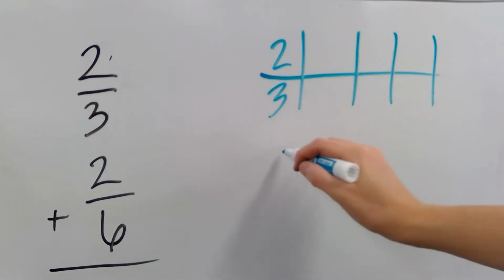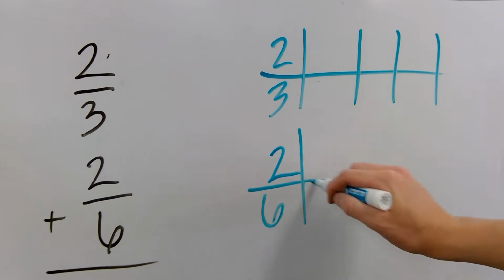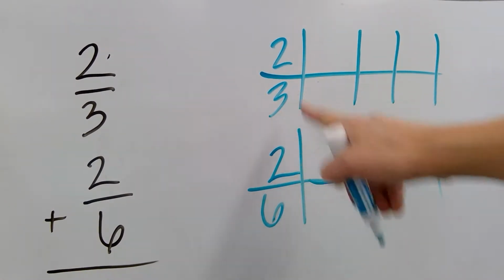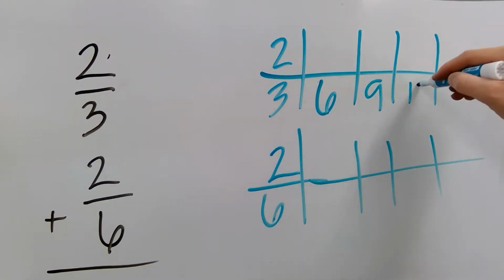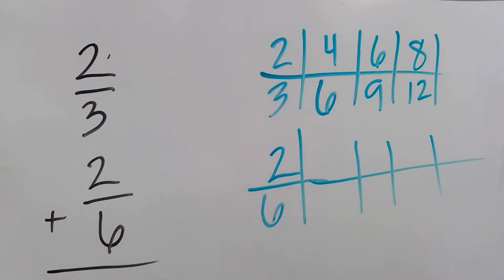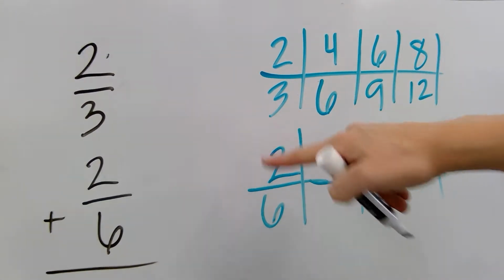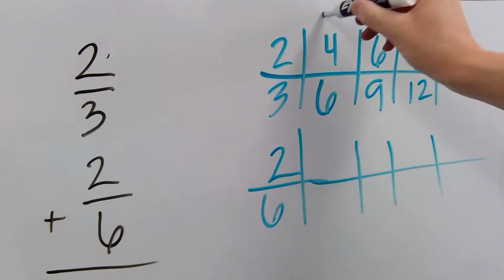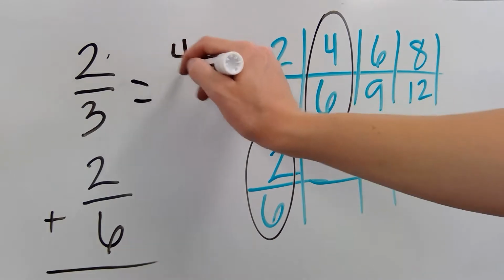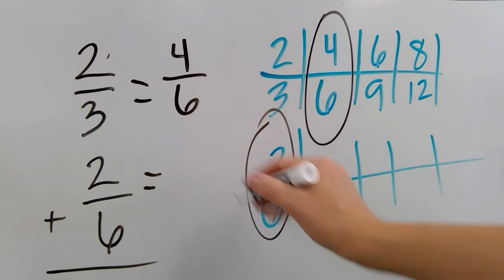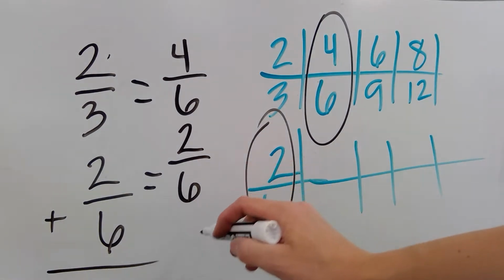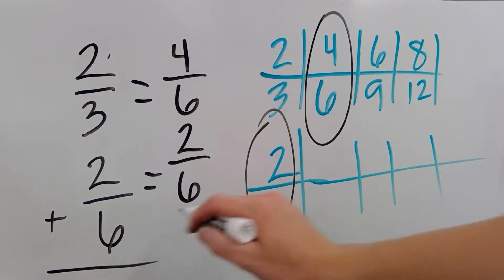2/3, 2/6. I like to start with the smaller denominator. 3, 6, 9, 12, 2, 4, 6, 8. Because usually when you start with the smaller denominator, it has to go farther. And we can already see we have a common denominator. I have 4/6 and 2/6 gets to just stay as 2/6. I don't need to find an equivalent fraction for that.